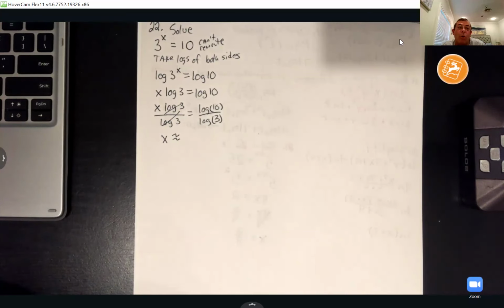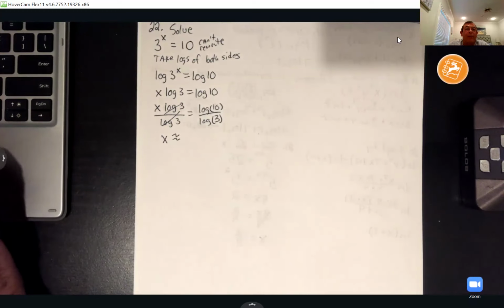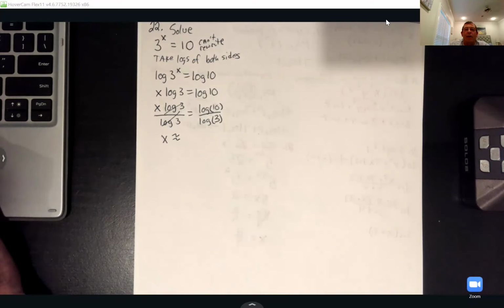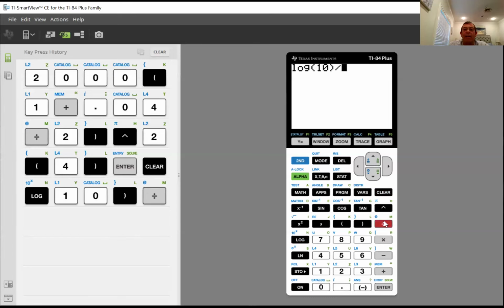So anyone getting like a 2-point something? Oh, we got to go a little further on that. Let me show y'all how I'm doing that on my calculator. I think you're just getting a little round off error. So let's see, I got a log of 10, close parentheses, divided by a log of 3, close parentheses.